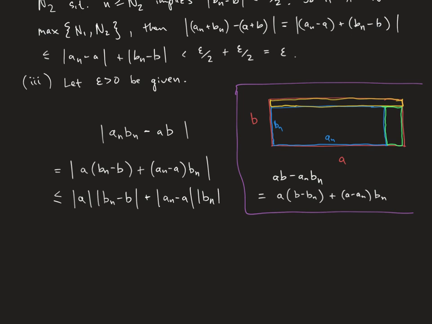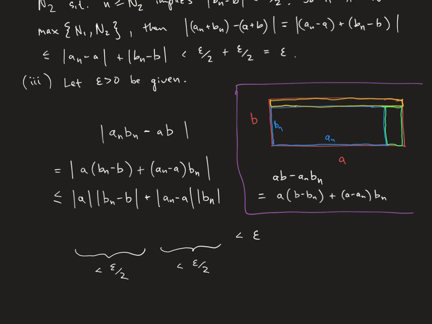Okay, so ultimately here what we want to do is make this less than epsilon, right? The sum of these two things less than epsilon. And so what we would like is to make this part here less than epsilon over 2, and we'd like to make this part here less than epsilon over 2. Right, that would be the simplest thing. And then it would follow that the sum was less than epsilon.